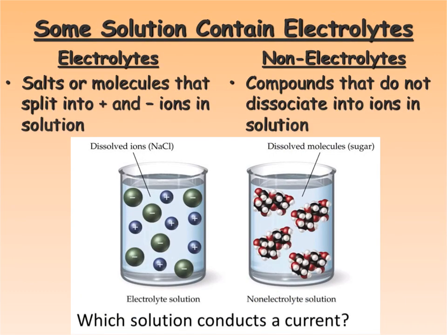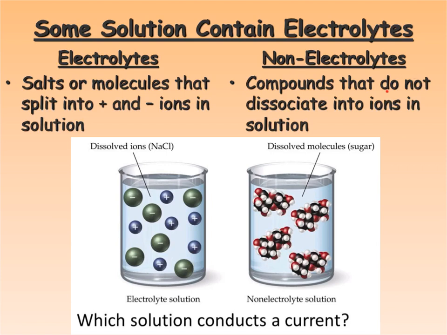All right, now some solutions do contain what we call electrolytes. Electrolytes are salts or molecules that split into positive and negative ions in solution. So salt, NaCl, is a great example of an electrolytic solution.